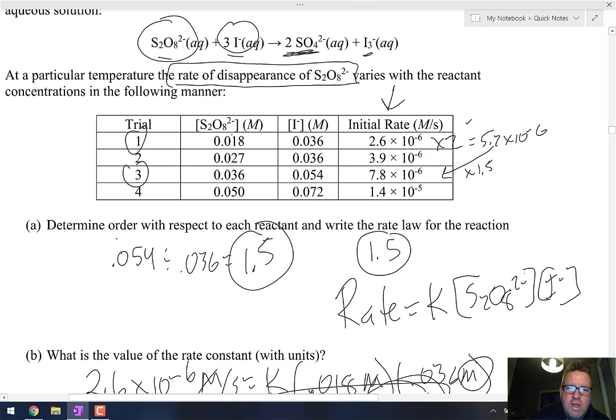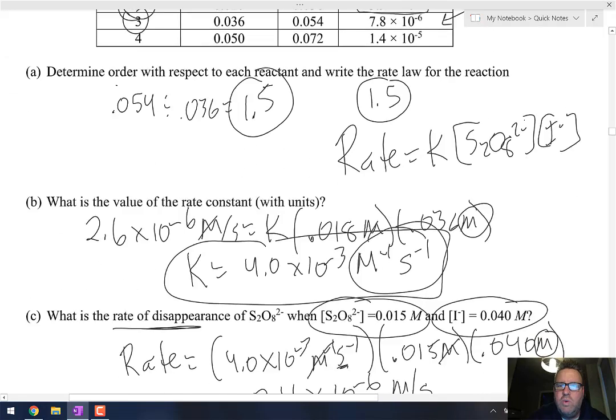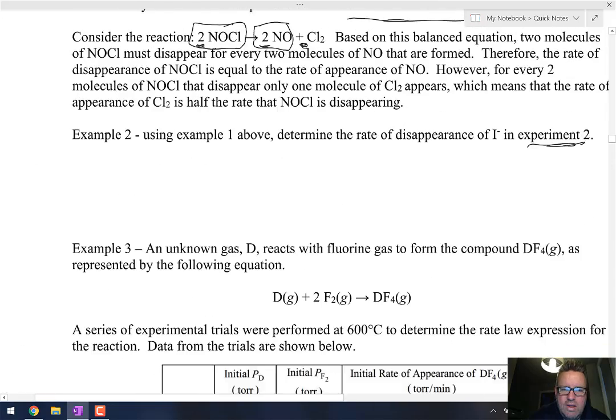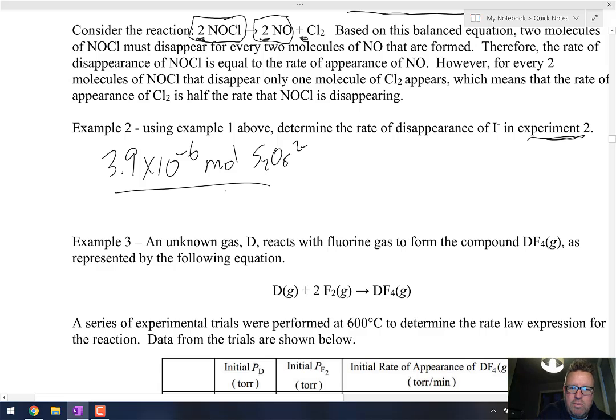So first of all, I need the rate. In trial 2, the rate was 3.9 times 10 to the minus 6, and that's the concentration, again, of S2O8 2 minus and how it's changing. So we're going to say 3.9 times 10 to the minus 6. That's moles of S2O8 2 minus disappearing per liter, and that part really doesn't matter because all we're going to do here is just do stoichiometry.